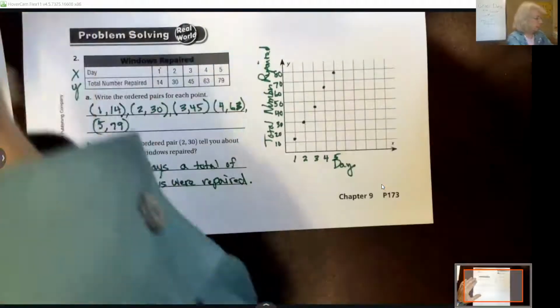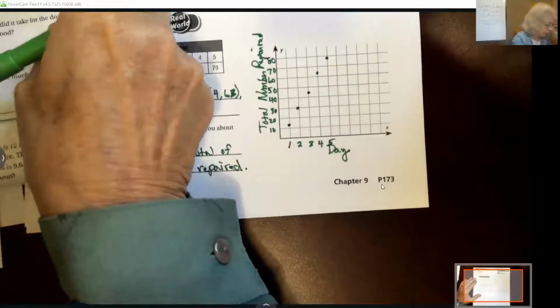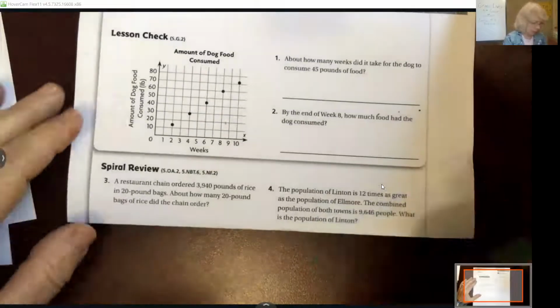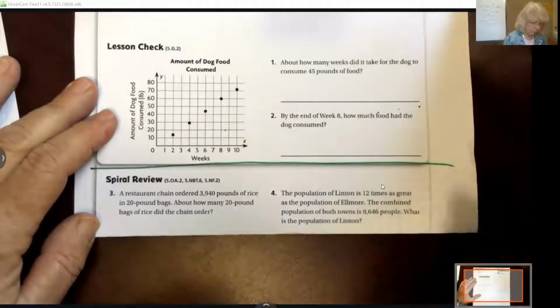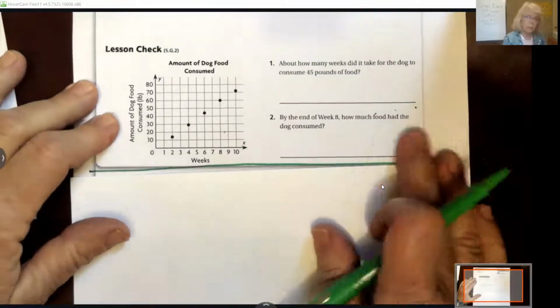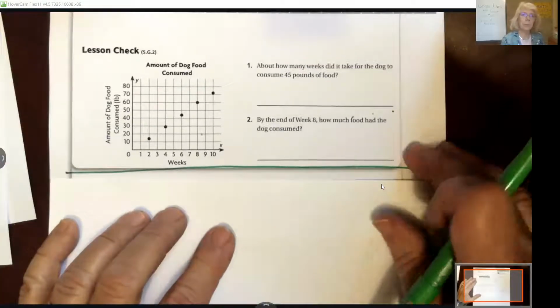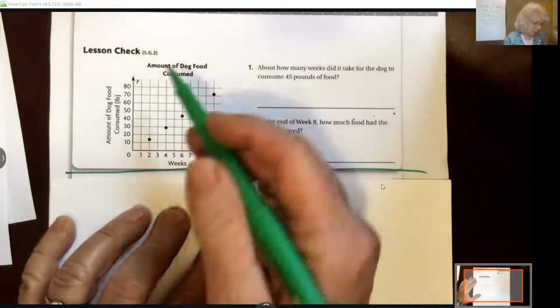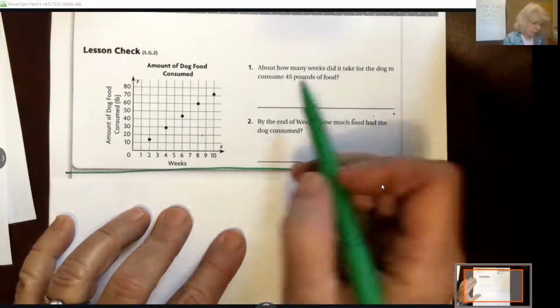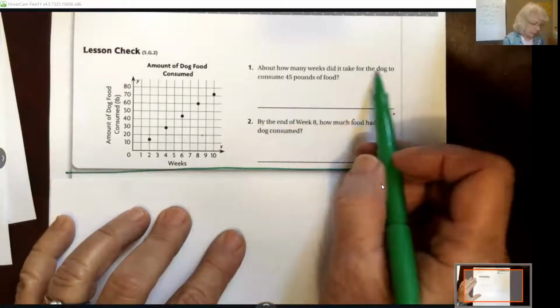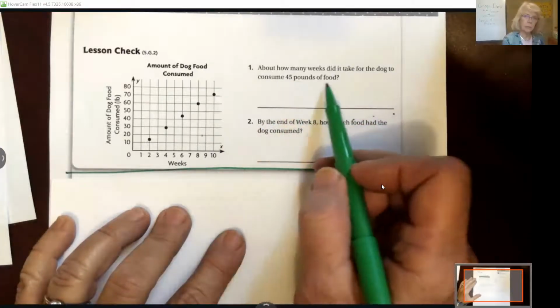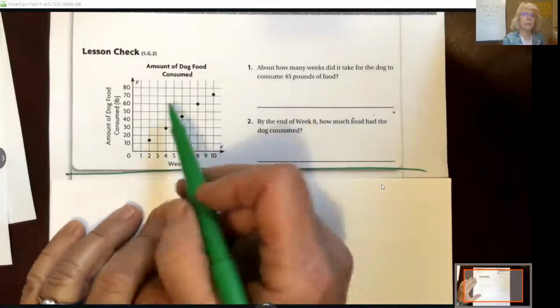Let's go on to the third part of this homework. We're just going to do the lesson check, not the spiral review for this video. So we're going to look at this, and it's now asking, can we interpret the data on this coordinate grid? About how many weeks did it take for the dog to consume 45 pounds of food? So let's see what we have here.